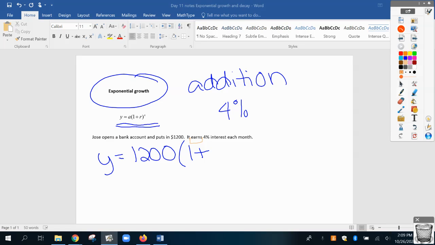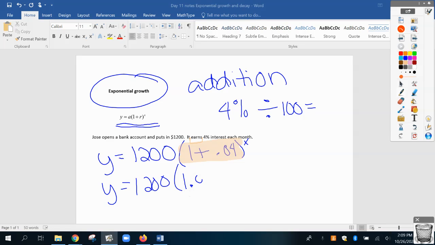To go from a percent to a decimal, we need to divide by 100. Now, some of you might say, well, can I just move the decimal point? Yes, moving the decimal point is doing the exact same thing. So if we do 4 divided by 100, we get 0.04 to the x. Okay, so we could leave the equation in that format, or we could also add these together. So which equation represents this same thing with those values added together? We should have picked y equals 1,200 times 1.04 to the x.